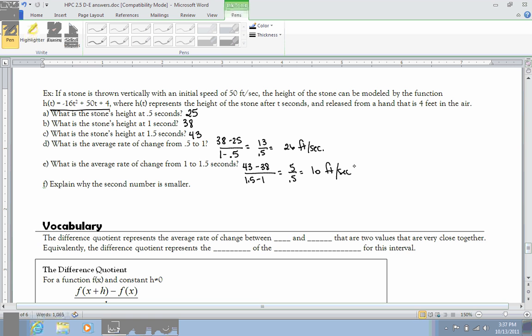So it's going slower at this point because it's getting up toward its maximum. Both of them represent going up. However, from 1 to 1.5, it's nearing the max. That's why it's got a smaller average rate of change. It's going 10 feet per second because it's slowing down right before it starts its decline.